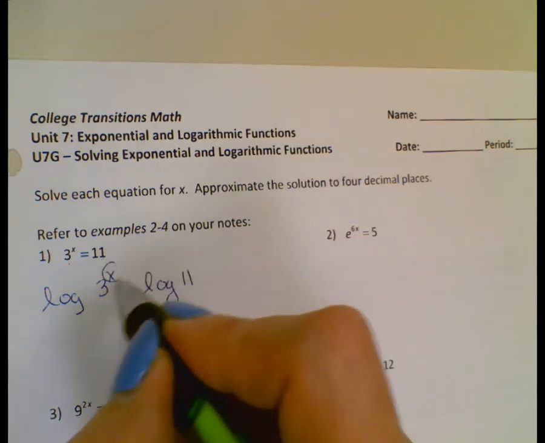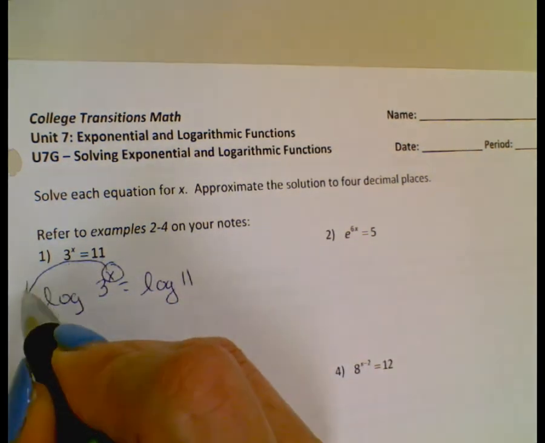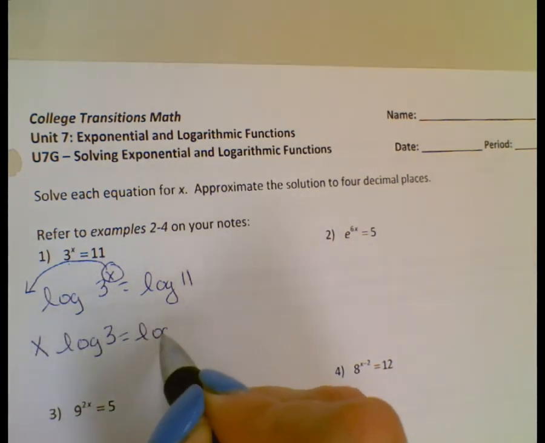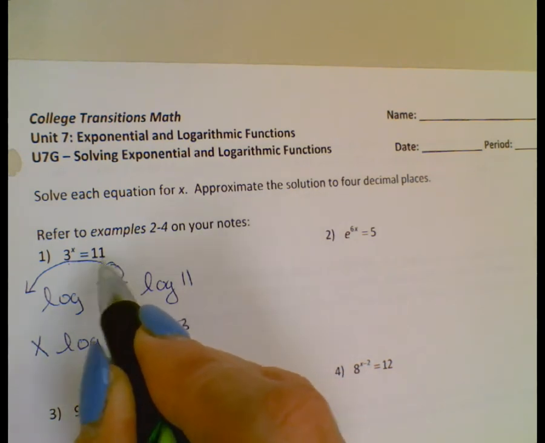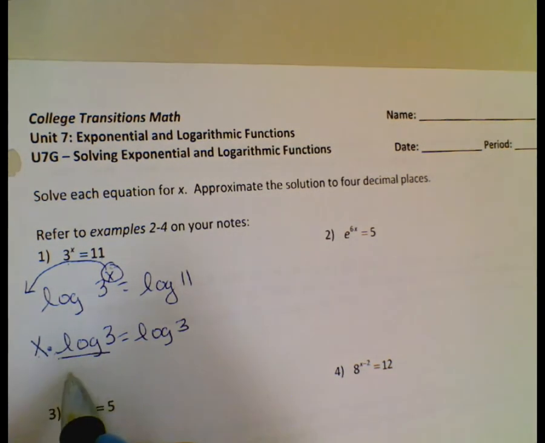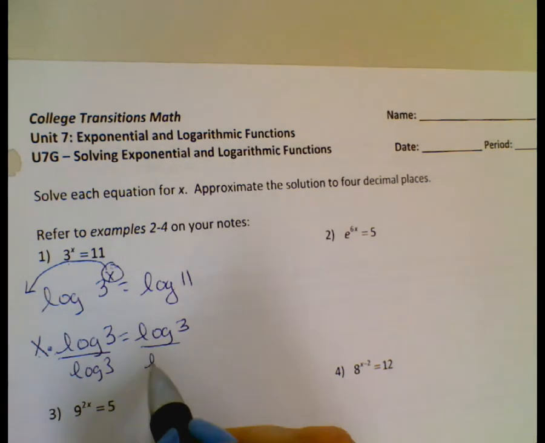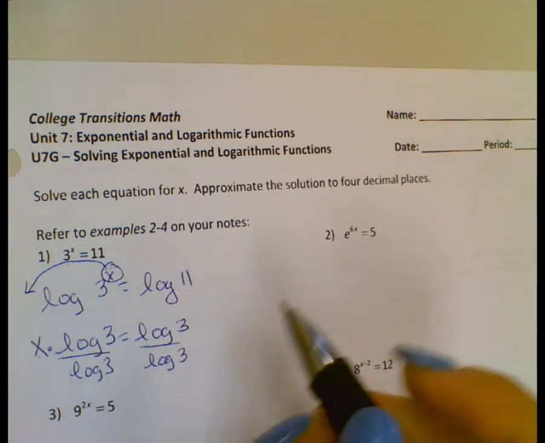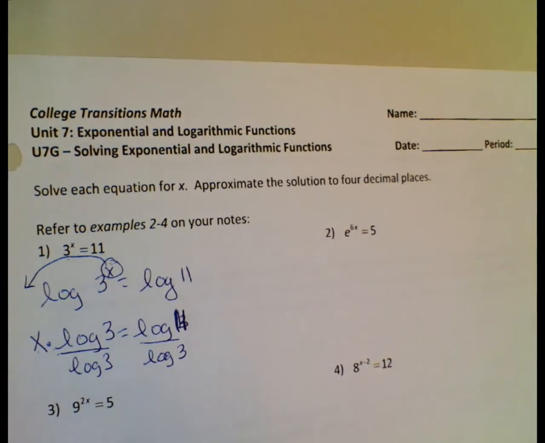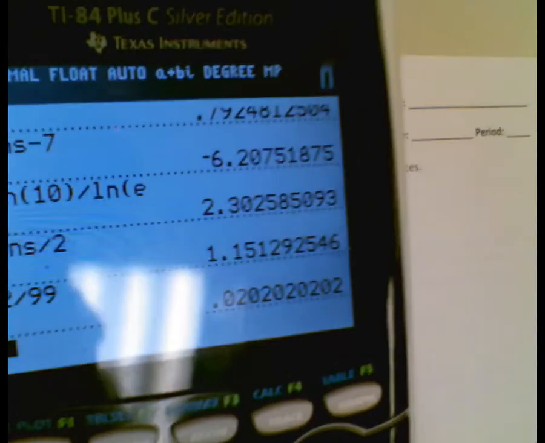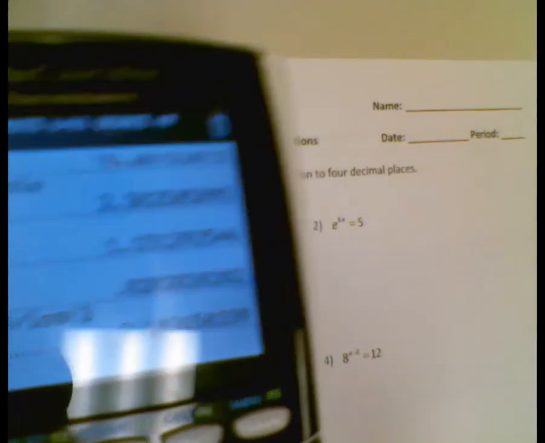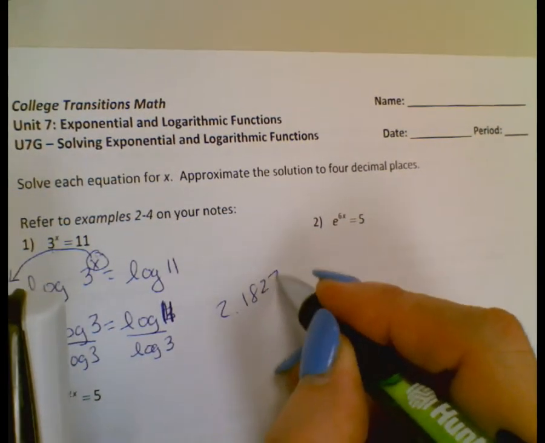Now, use your property to release that x so that it is at the same level as the rest of the problem. Before it was too high and you couldn't do anything with it, but if you bring the x out front and make it a factor, now you can solve for this. So x times this. To get rid of log base 3, we're going to divide because that's the inverse of multiplying. Wait, there's an 11 here somewhere. This is an 11. Sorry, guys. So you have log 11 divided by log 3. Log 11 divided by log 3 is 2.1827.